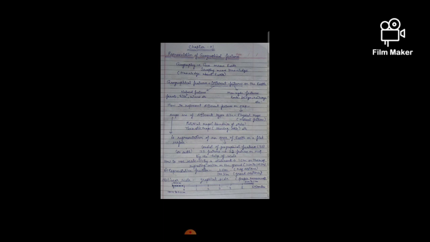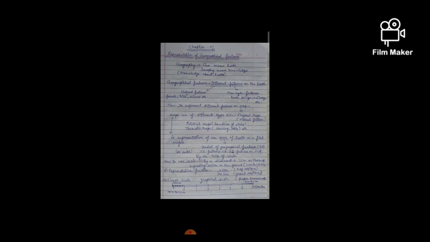And when we represent them on the map, they become 2-dimensional because we are representing them on a flat surface. So it is a process to make 3D into 2D figures. We are converting 3-dimensional features into 2-dimensional figures. How? With the help of scale. So now we should know about the scale and how to use it.